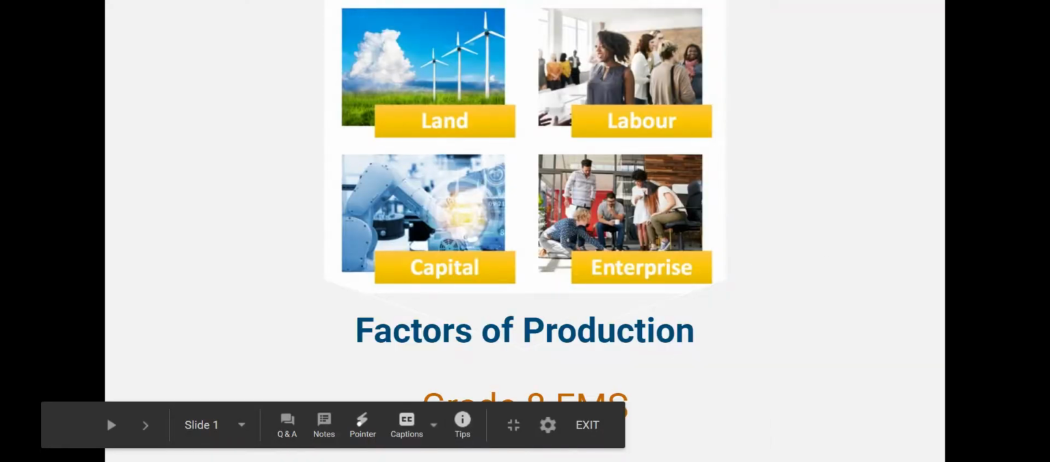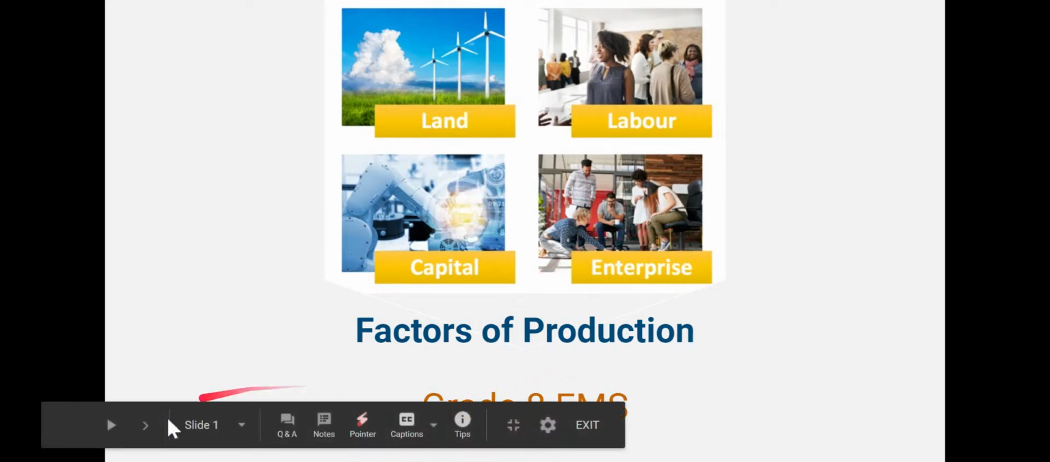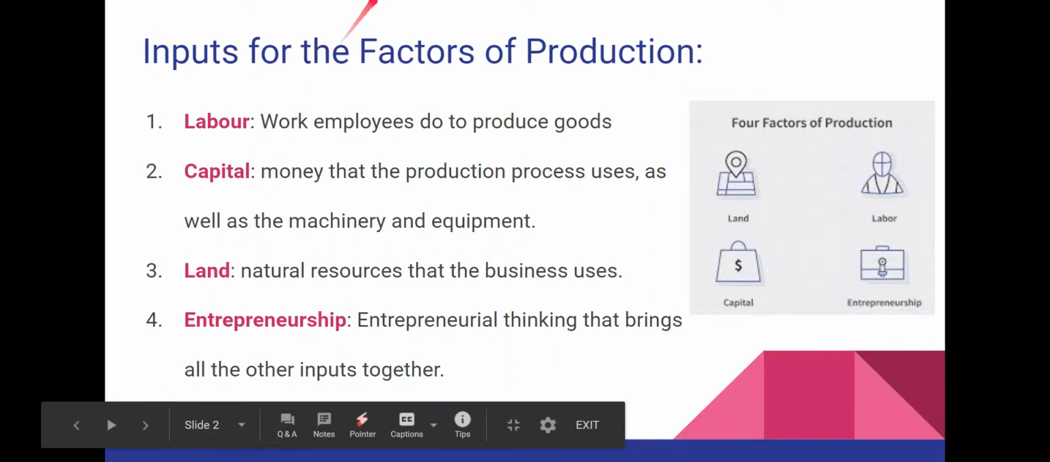Okay, we're looking at factors of production. So we've got 4 factors of production: land, labor, capital, and enterprise or entrepreneurship. Entrepreneurship's the more correct term that we use in South Africa. So, what are the inputs for the factors of production?